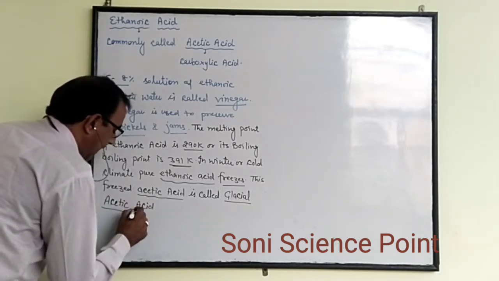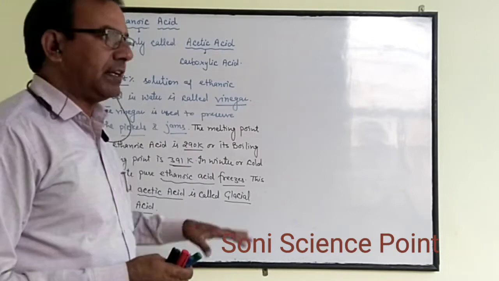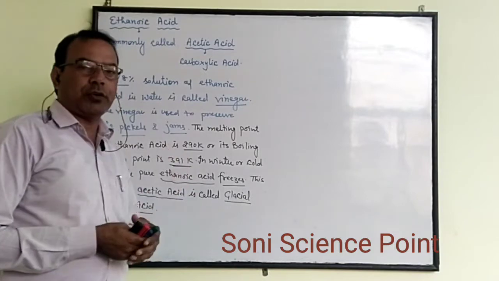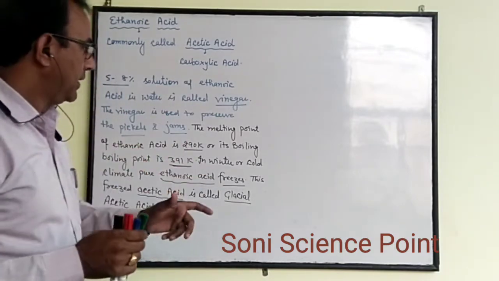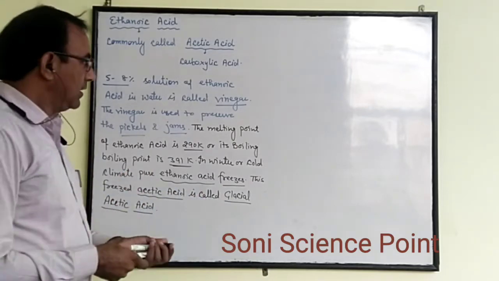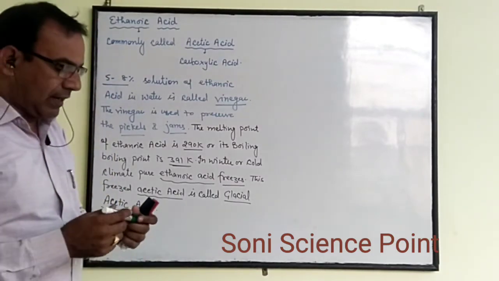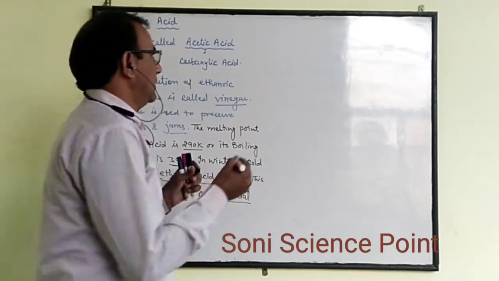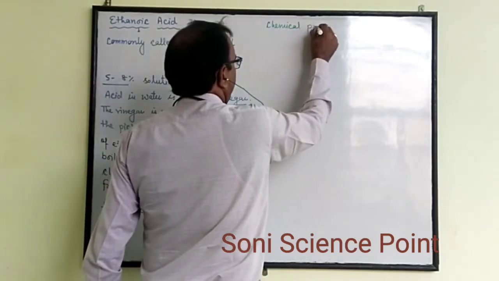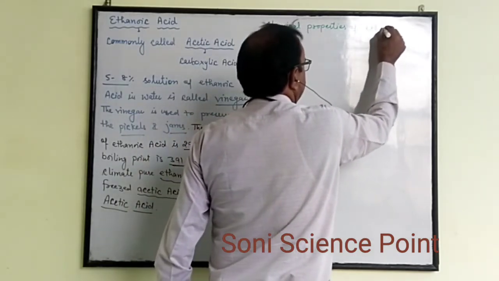What do you mean by glacial acetic acid? Pure ethanoic acid has a very low melting point, that is 290 Kelvin. So in the cold season or winter, this pure ethanoic acid freezes, and this frozen acetic acid or ethanoic acid is known as glacial acetic acid. Clear? These are the physical properties of ethanoic acid. Next, the chemical properties of ethanoic acid.